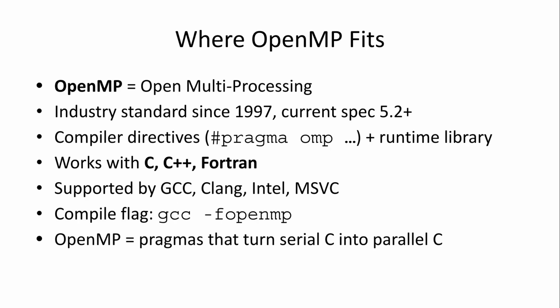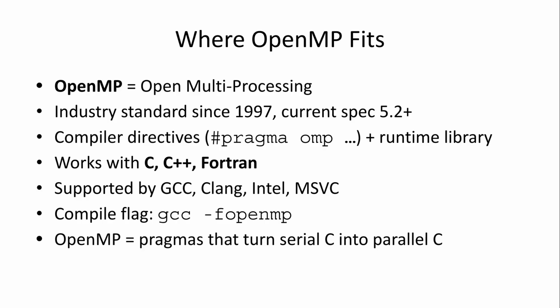Coming to OpenMP: in this whole context, where does OpenMP fit? OpenMP, which people earlier referred to as Open Multiprocessing, has been an industry standard since 1997. Currently the latest spec is 5.2, depending upon when you are watching this video. OpenMP offers compiler directives, which we will discuss in detail in following slides, a runtime library of function calls, and certain environment variables which you can set while running the code through the command line or terminal.